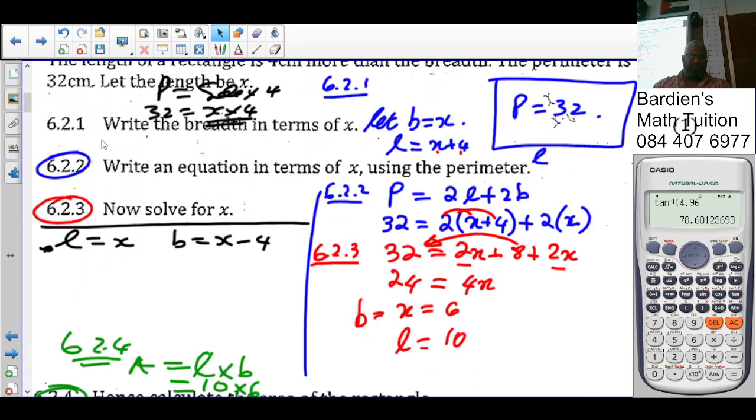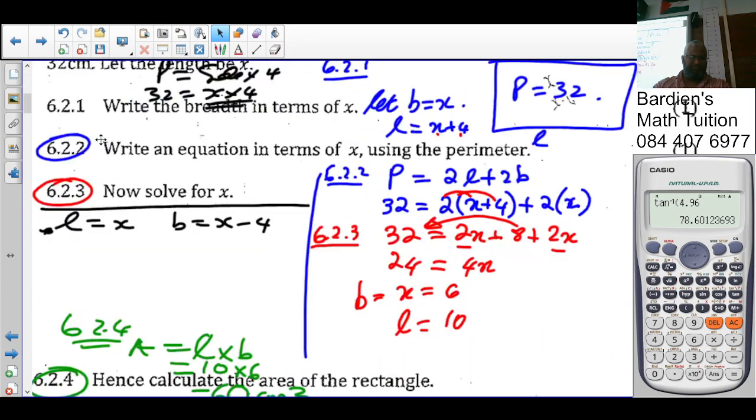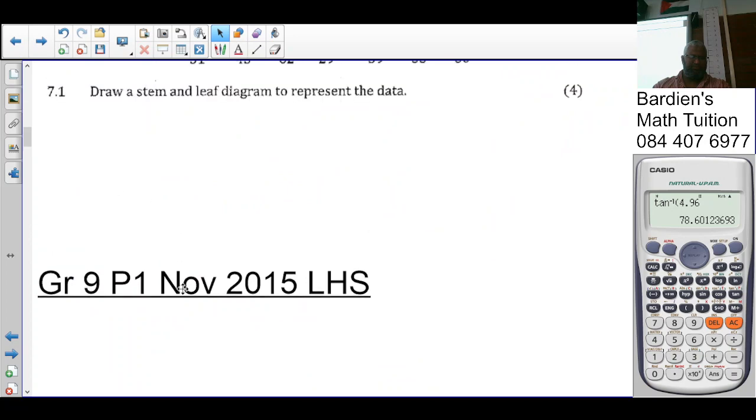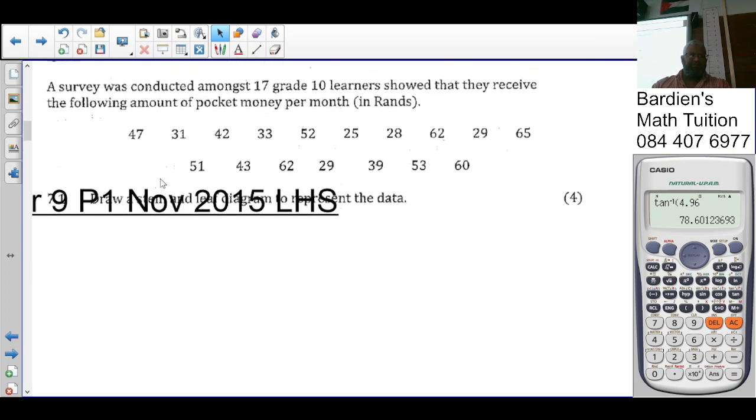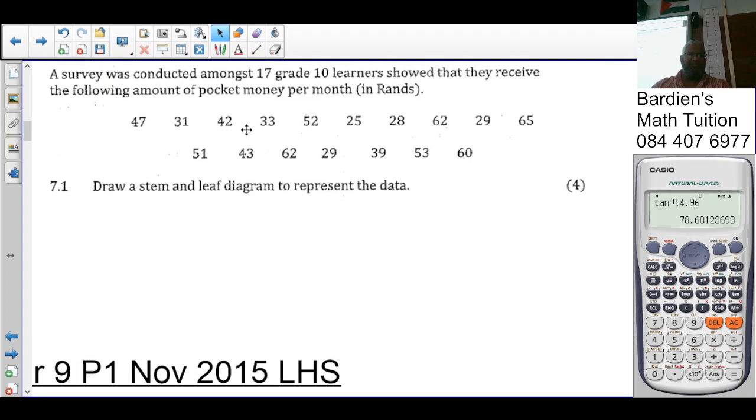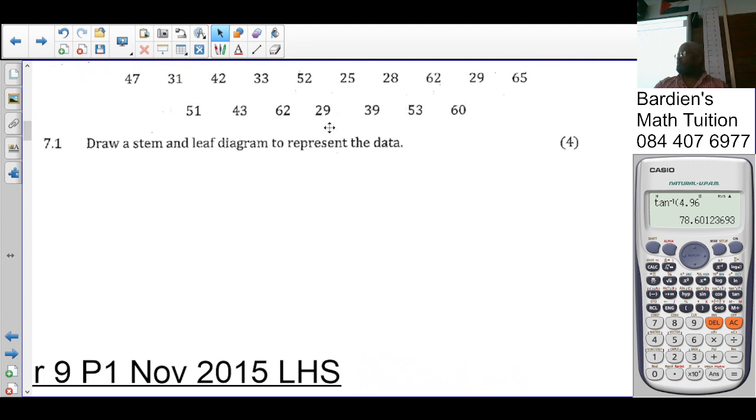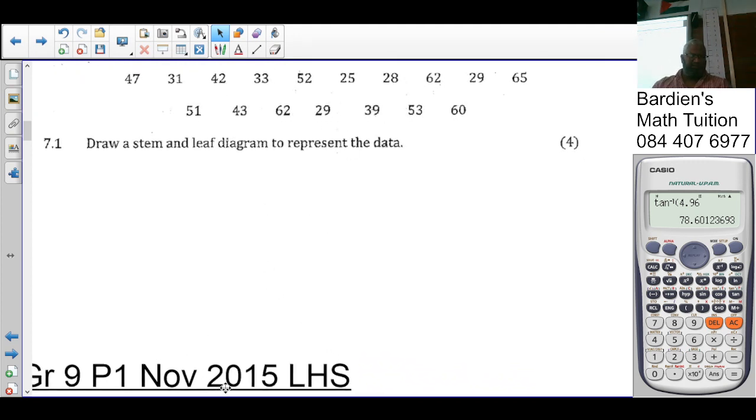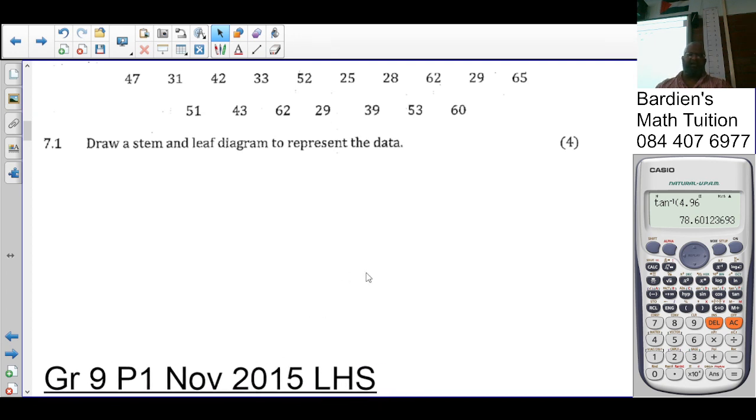Right, so now we must do question 7, correct? So in question 7 we are told that the survey was conducted among 17 grade 10 learners and showed that they received the following amount of pocket money per month in rands. Okay, as I indicated yesterday, this was many years ago. You guys get this per day. So the question says, draw a stem and leaf diagram to represent this data. The stem and leaf.